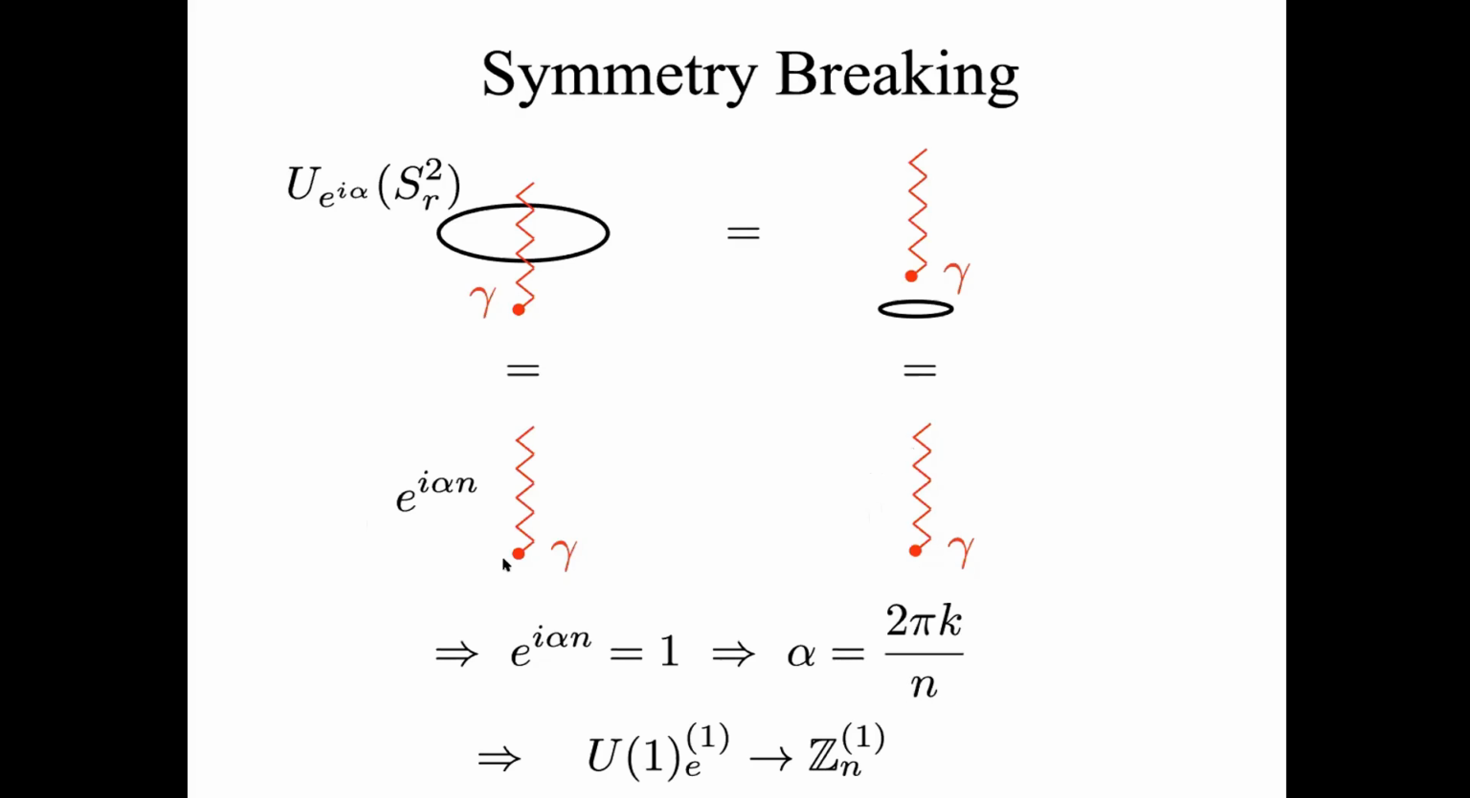So in the presence of this charge n matter, it's no longer the case that all of the symmetry generators are topological. The only ones that are topological are nth roots of unity. And therefore, the one-form global symmetry has been broken from U(1) down to a Z_n subgroup.